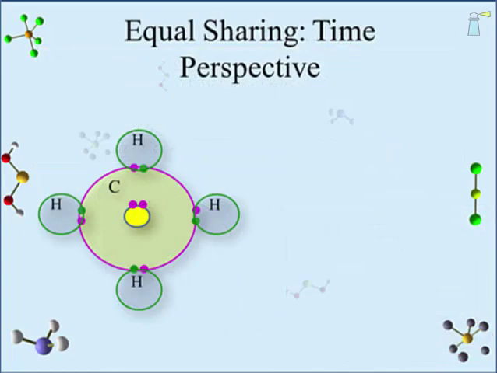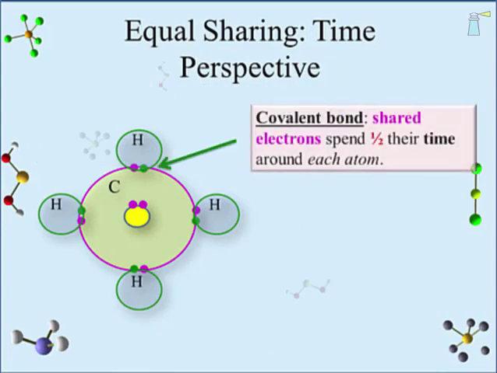To better understand unequal sharing, we first have to look at equal sharing from a time perspective. Methane, or CH4, will do as an example molecule. In a covalent bond, the shared electrons spend half their time around each atom. Before we proceed with this notion of sharing by time, it is helpful to remind ourselves of the distinction between counting charge and counting electrons to fulfill the Octet Rule.